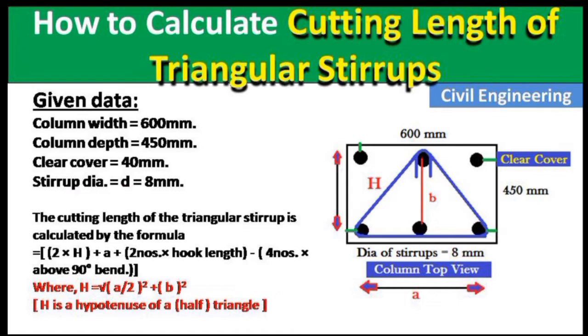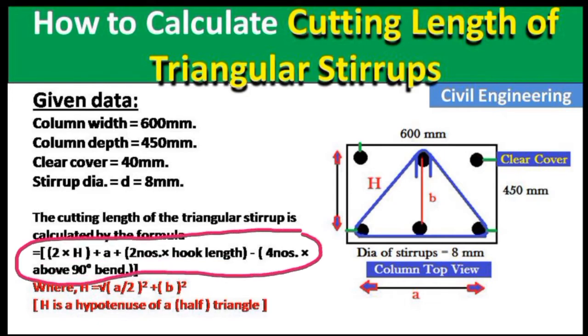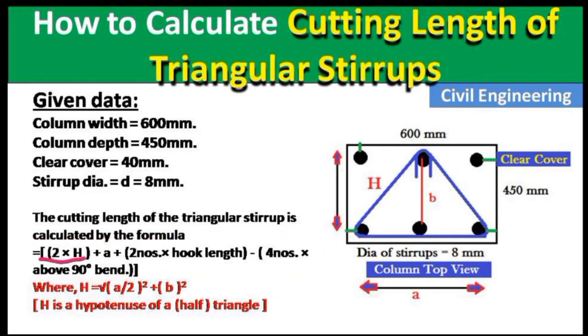Now let us see the formula. The cutting length of the triangular stirrup will be 2 into (h plus a) plus 2 numbers into hook length minus 4 numbers into 90-degree bend. Guys, remember this formula. This is a very important formula. You can calculate all these values and put them in this formula, and you will get the cutting length of the triangular stirrups.